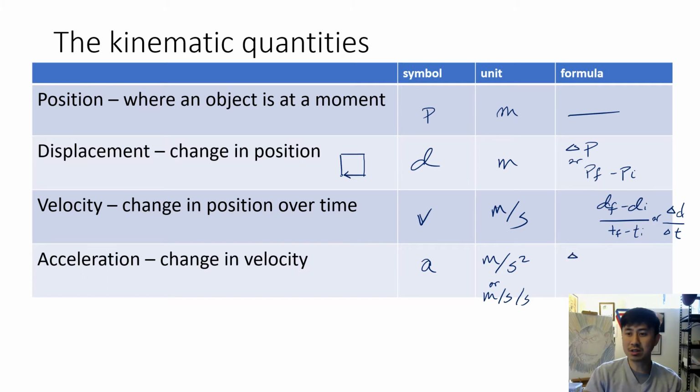The formula here is the delta V, the change in velocity, over the change in time. Pretty easy.